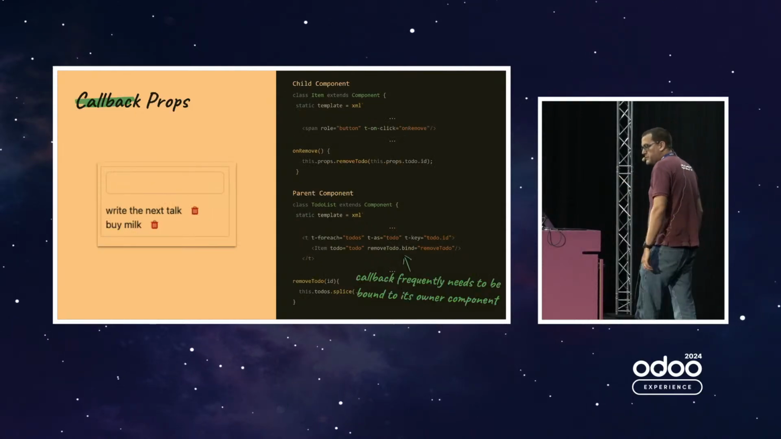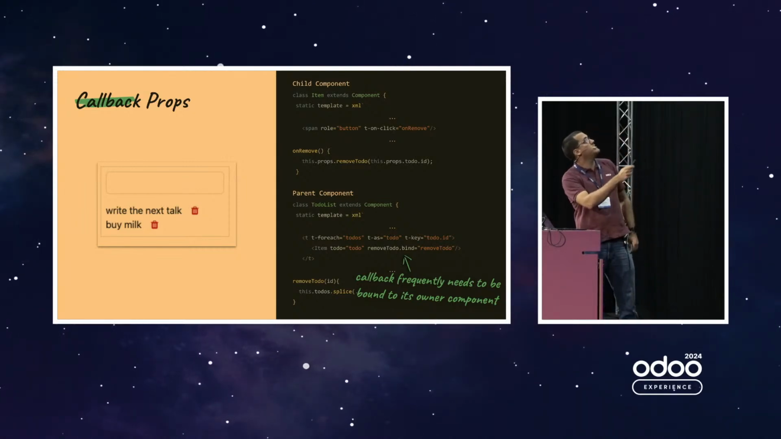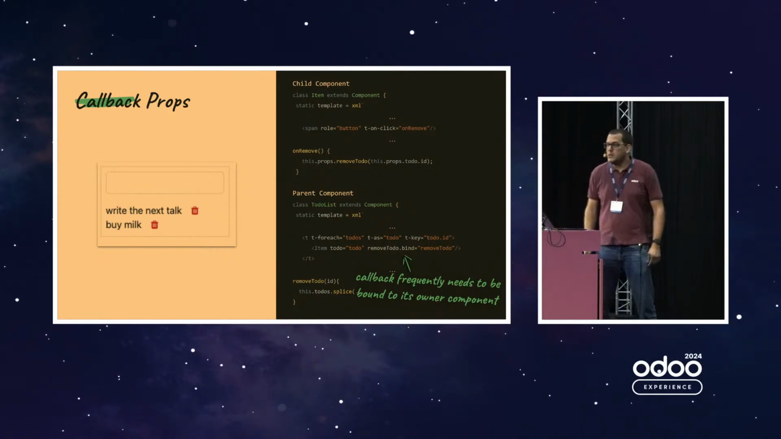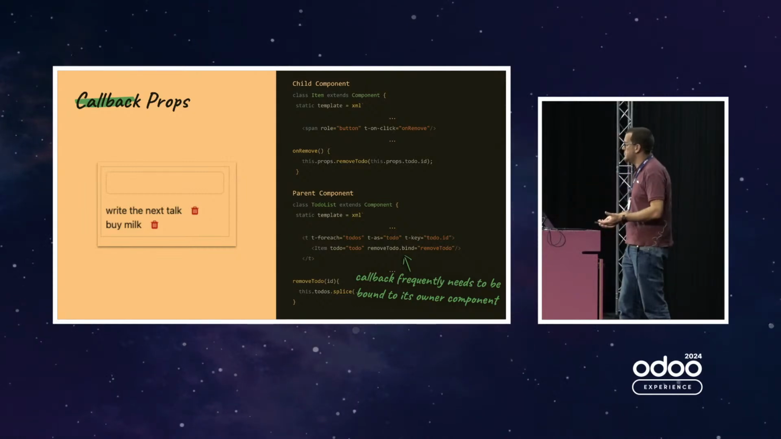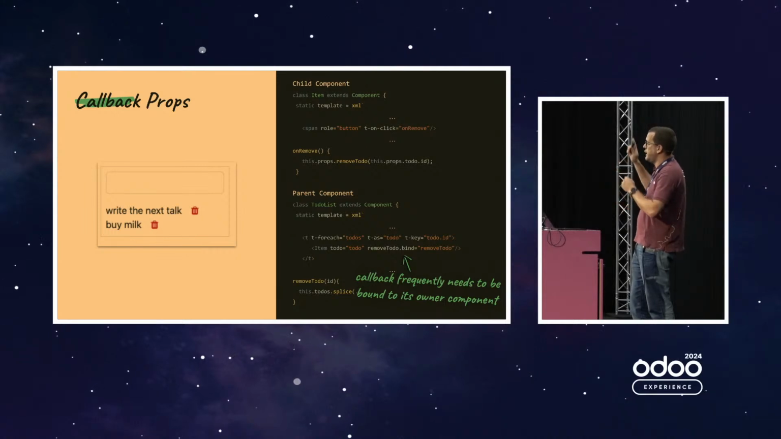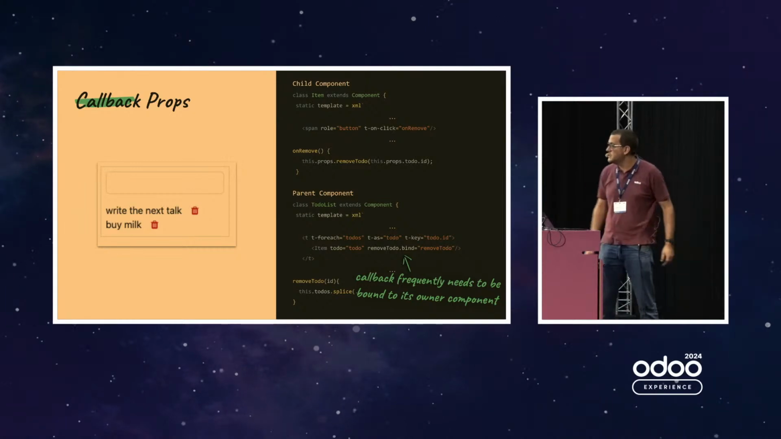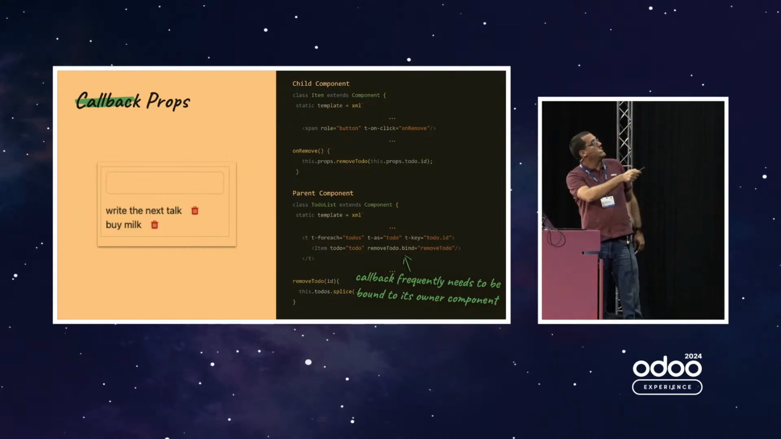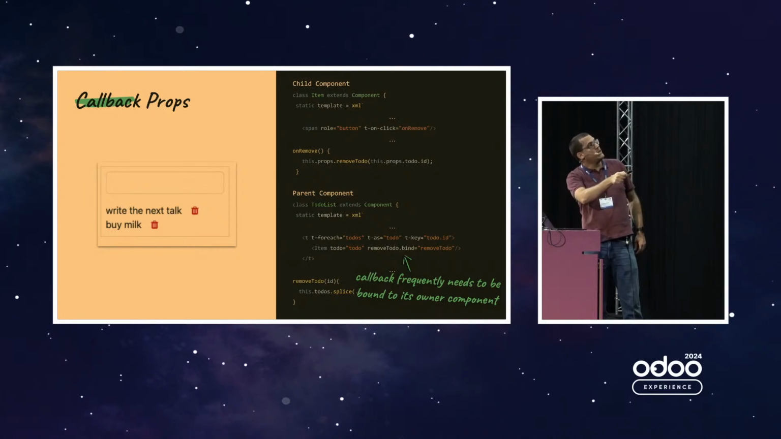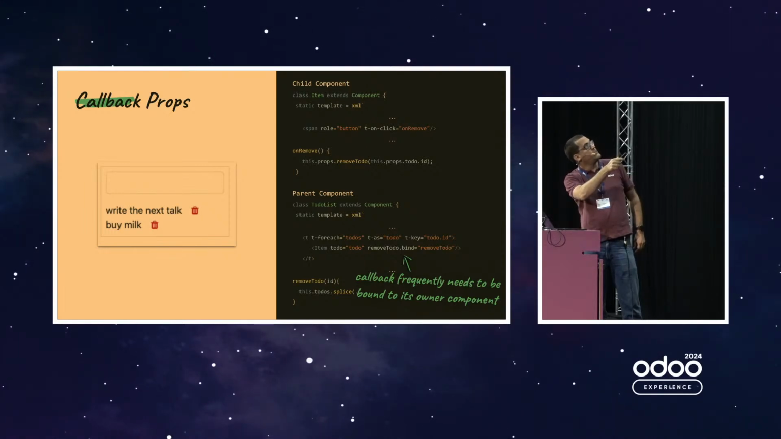For the callback props, it's more or less the same. In this case, we're going to imagine that we add in the item a button to remove. But the information of the to-do list is in the parent. So the child component needs to say to the parent, hey, somebody clicked the delete button, please remove this from your list. So the parent creates a function to remove the to-do, is going to give this function to the child, and the child can call this function directly.